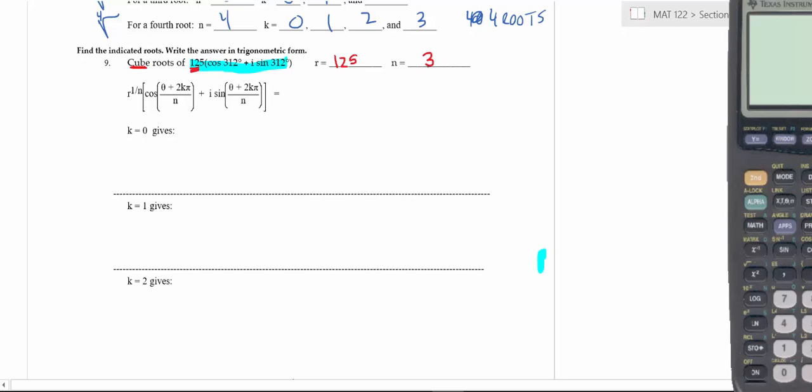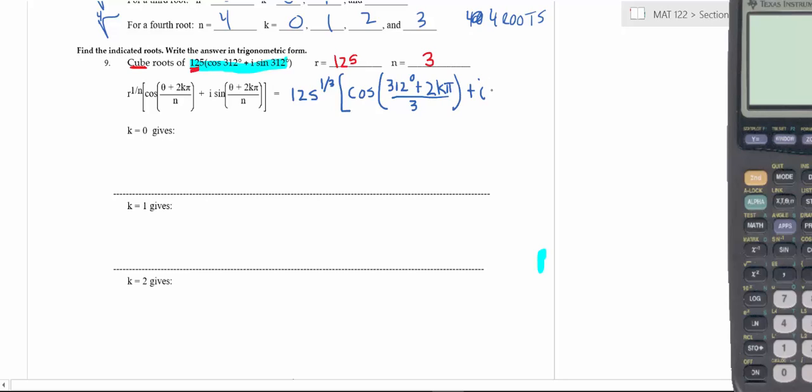Okay, so we're going to plug into this formula. Basically, I've got the formula all put together here. And then we're going to crunch this out. So let's go ahead and set this up. So first of all, replace r with 125. We're doing a cube root, so you're going to do to the 1/3 power. Then you're going to do the cosine of theta. Theta is 312 degrees. And we're going to do plus 2k pi over n. n is 3 for the cube root, so that goes like that.